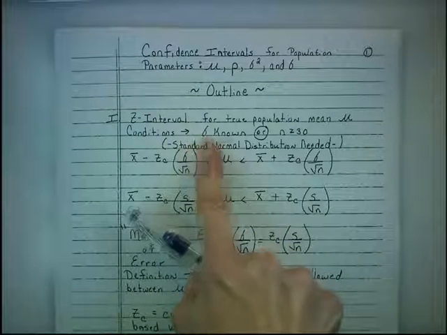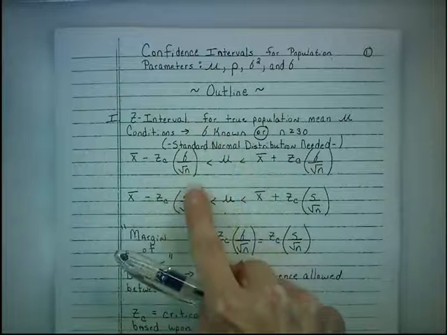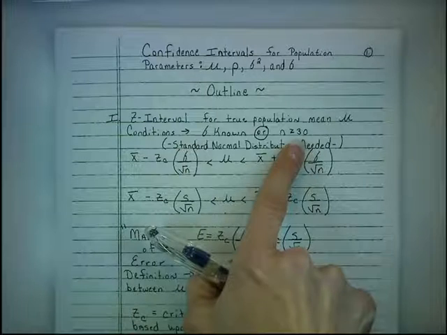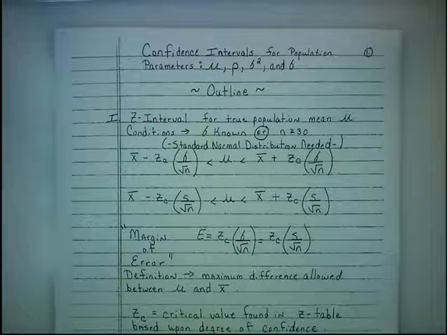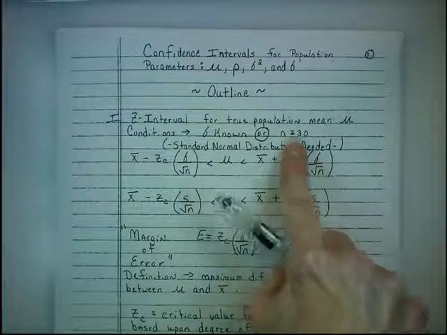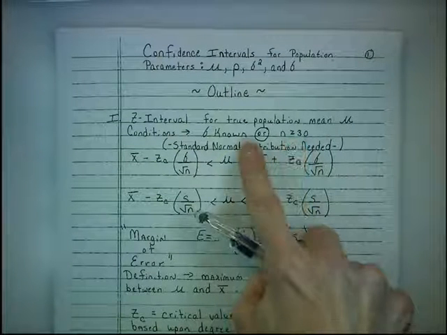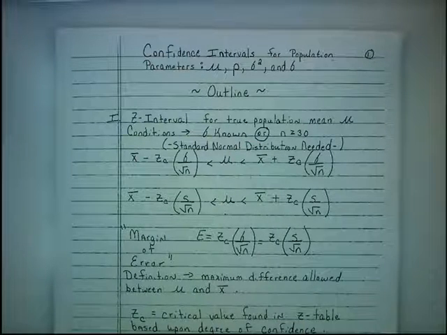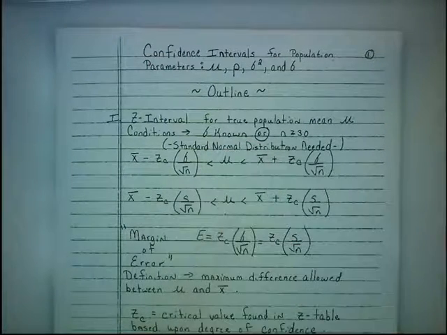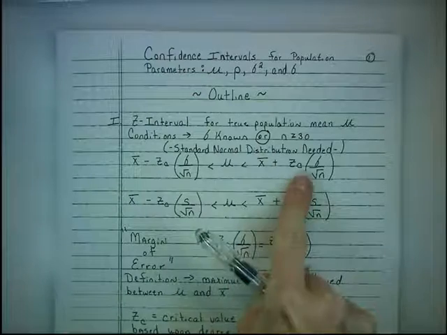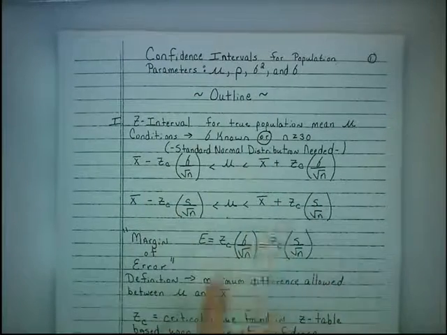So if sigma is unknown, you have a way of finding S, and N does have to be at least 30 for it to be a Z-interval. The other way around, if N is very, very small, less than 30, as long as sigma is known, it's still a Z-interval. And do not be alarmed, both conditions can also be satisfied at the very same time, so it's definitely a Z-interval.